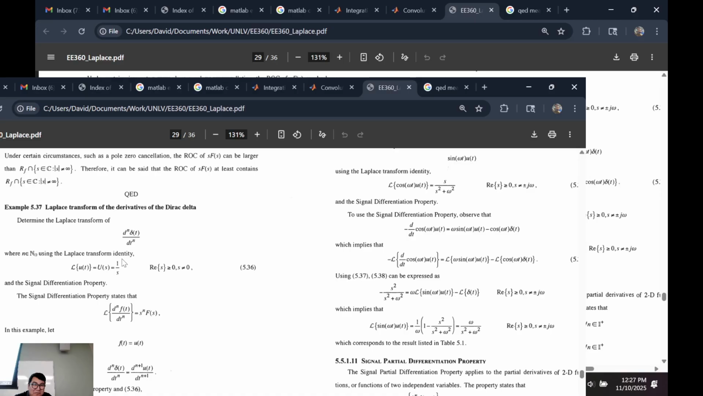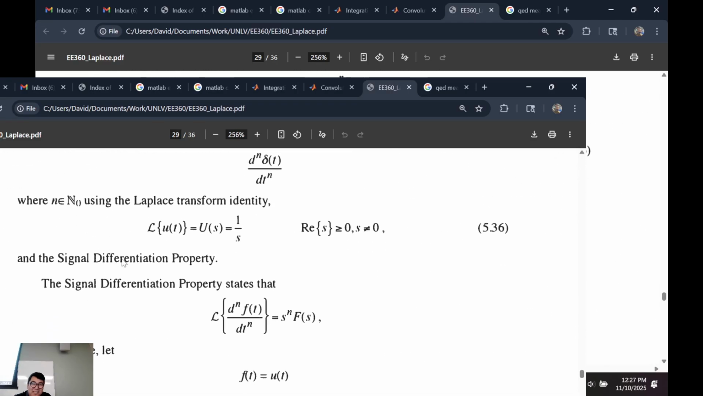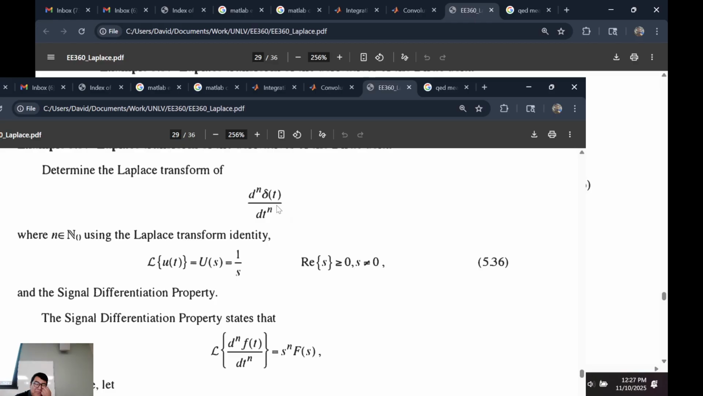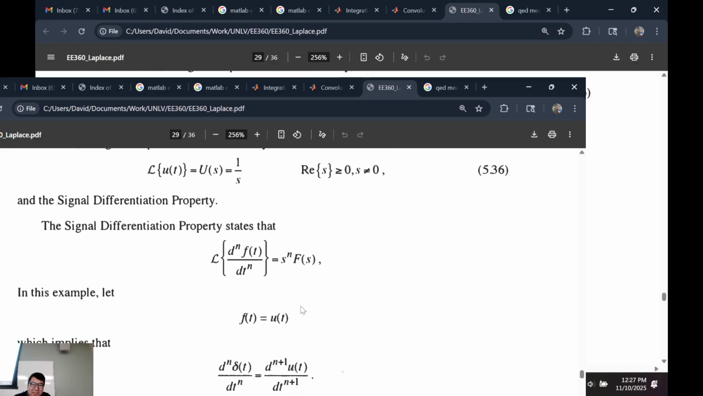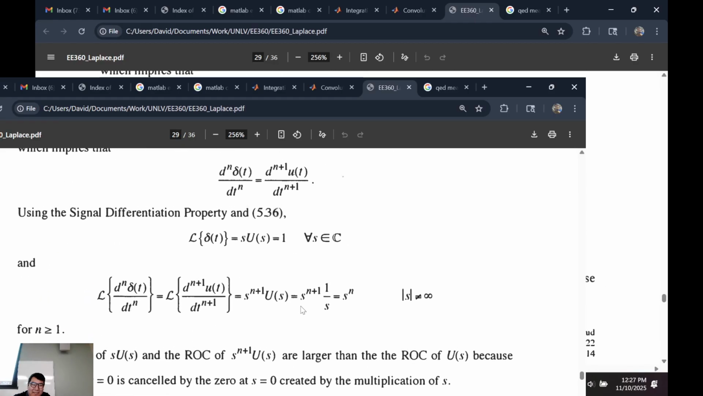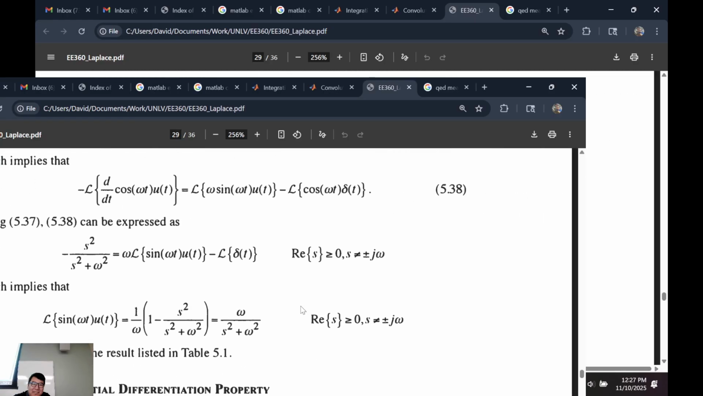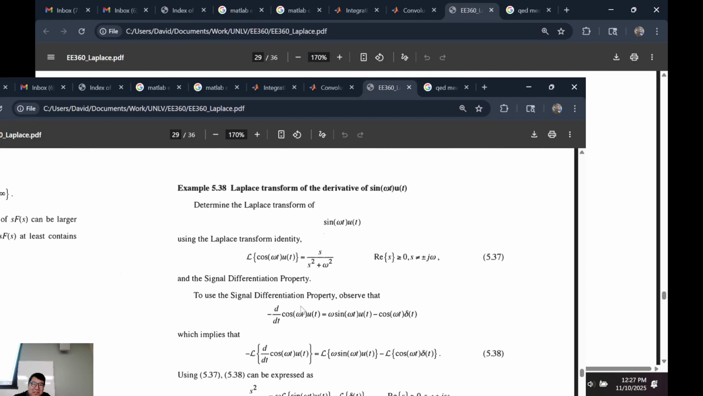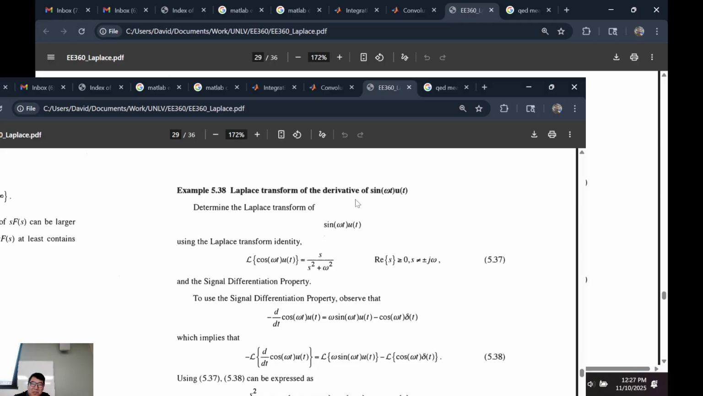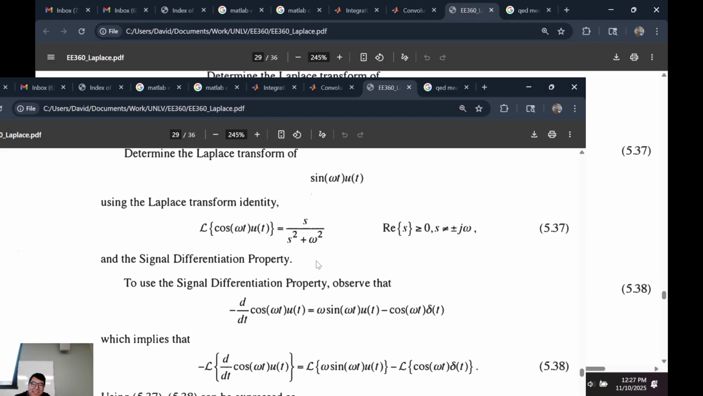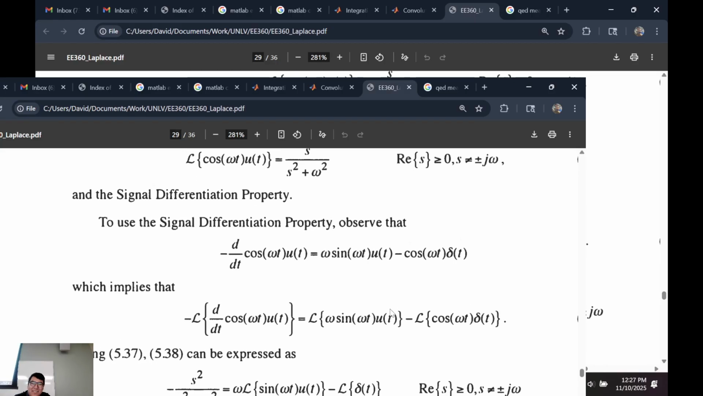Let's see. Laplace transform with a delta function. Ooh, wasn't this one on your chapter 2 signals and systems? Yeah, I don't like this. Let's see. Laplace transform of the derivative of this. Ew. Looks nasty.